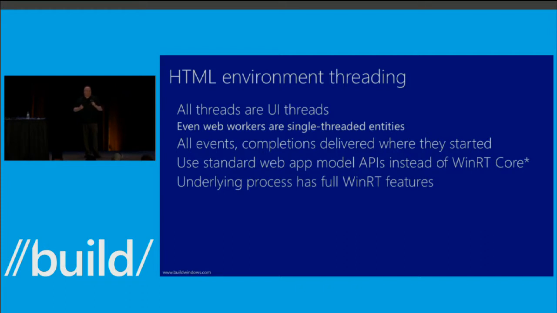And a few of the WinRT core APIs that we talk about here are not available in the web app model because there are web app model APIs for them instead. So a few APIs are hidden in that environment because the web app model already has a great way to do those things. But ultimately, an HTML process, a JavaScript process, is still a Windows Store app process. It's still a Windows runtime process.